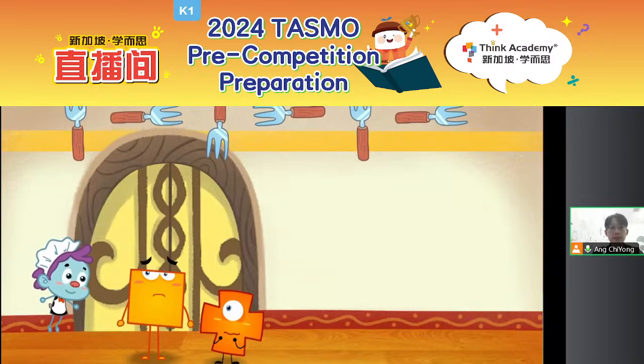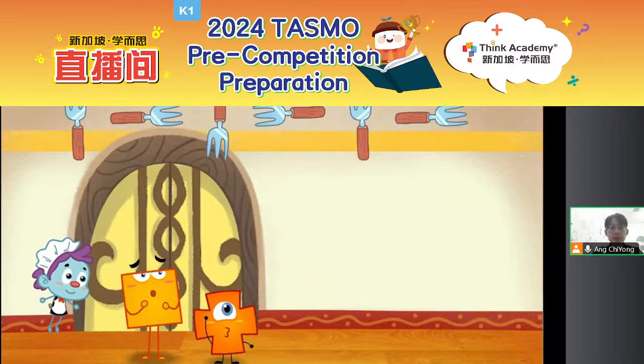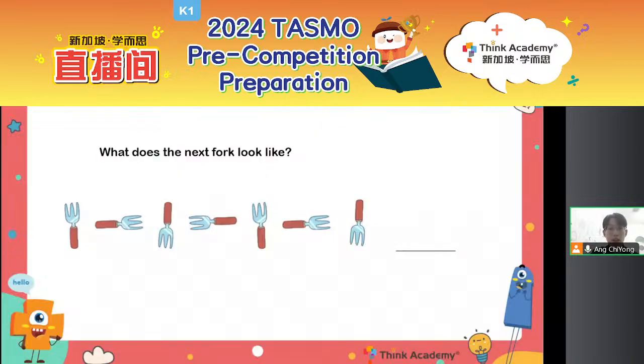What does the next fork look like? Okay, so you see on the screen how many forks are there? There's 1, 2, 3, 4, 5, 6. There are 6 forks. Are they all facing the same direction? No, they're all facing different directions. But these forks follow a pattern.